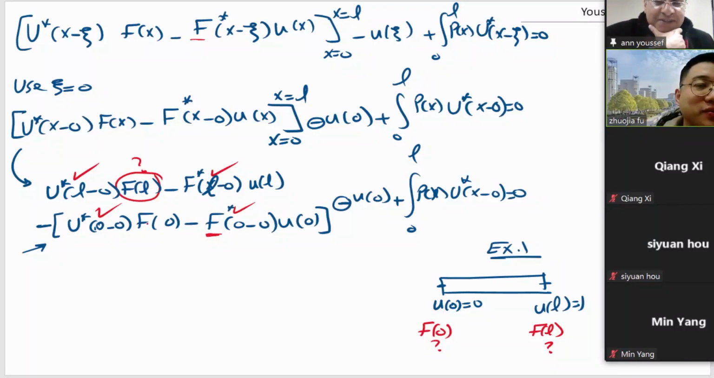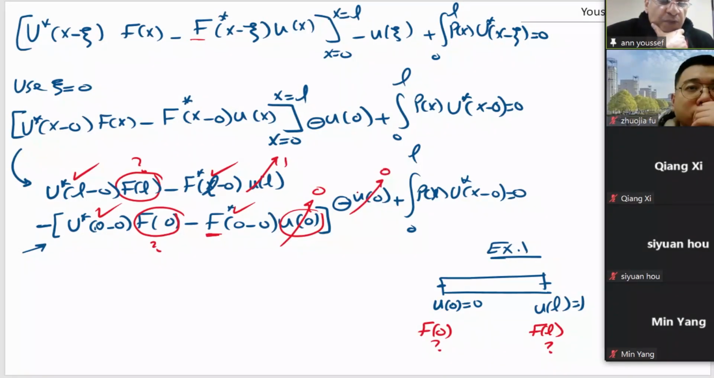So this one is unknown. F of 0 is unknown also. And u of 0 is known and equal to 0, and u of L is known and equal to 1. So you will end up with this integral equation with two unknowns, f of L and f of 0. So we need another integral equation.